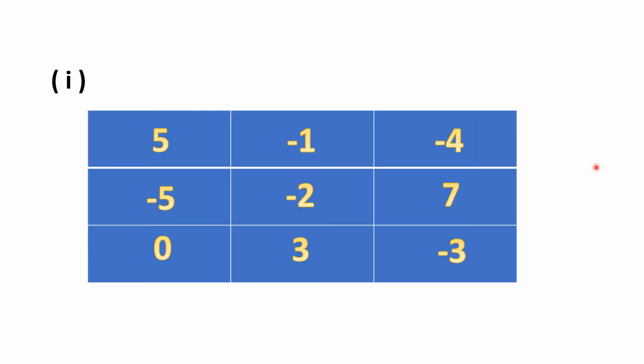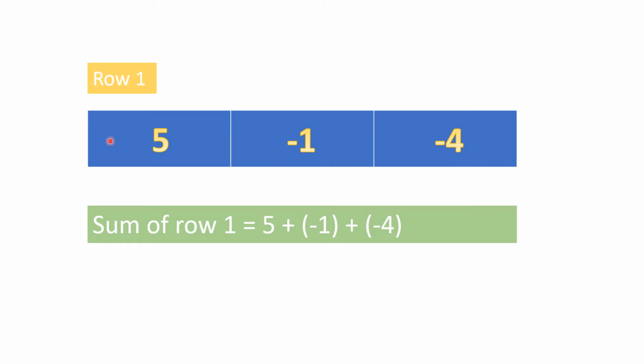The first square. As you can see, there are 1, 2, 3 rows, 1, 2, 3 columns, and 1, 2 diagonals, right? So now we have to find the sum of each row, and then the sum of each column, and then the sum of each diagonal, and see whether all these sums are equal or not. If they are equal, then we can say that the square is a magic square. So let's start with row 1.